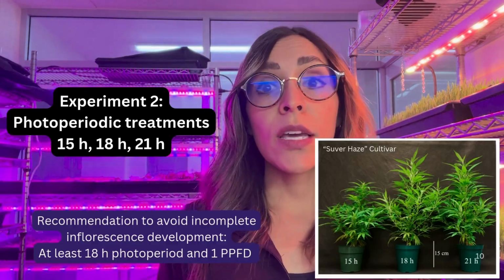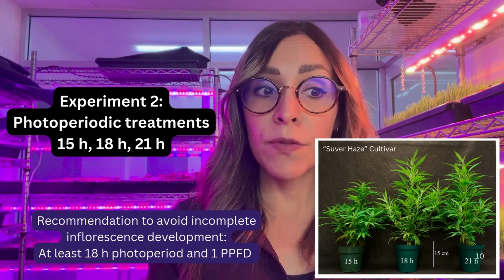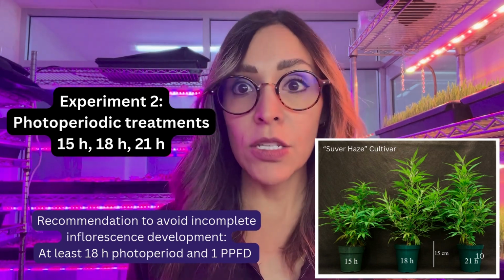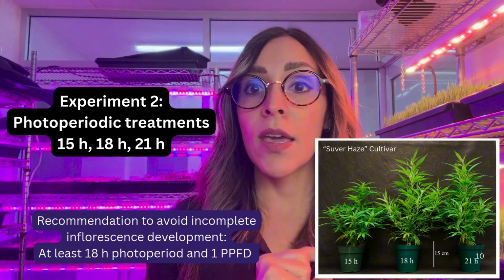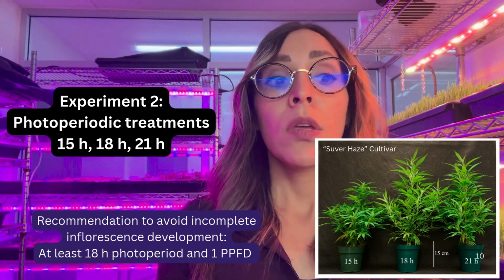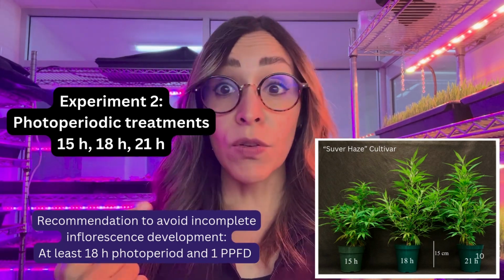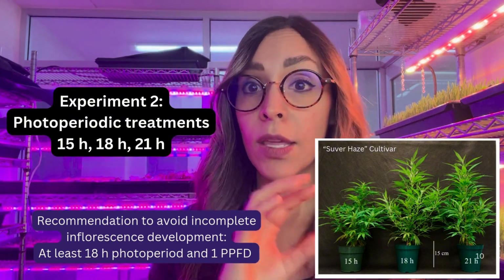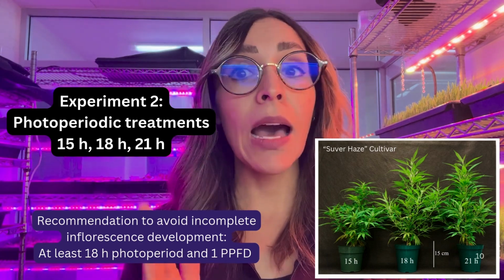In the second experiment, they tested different photoperiodic treatments. The treatments used were 15 hours, which is the same one from the first experiment, with different light intensities. For this experiment, they kept the same low light intensity, and they used a 15 hour photoperiod, an 18 hour photoperiod, and a 21 hour photoperiod. For the results, they found that in order to avoid the incomplete development of inflorescence, they need to keep the plants at least at an 18 hour photoperiod.